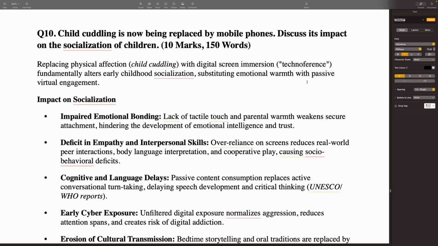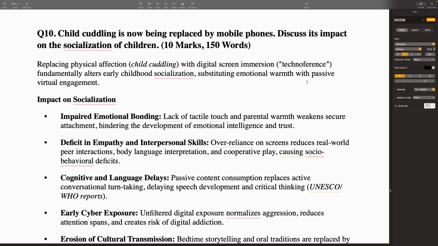Child cuddling is now being replaced by mobile phones. Discuss its impact on socialization of children, replacing physical affection with digital screen immersion. Technoference fundamentally alters early childhood socialization, substituting emotional warmth with passive virtual engagement. Impact on socialization, impaired emotional bonding. Lack of tactile touch and parental warmth weakens secure attachment, hindering the development of emotional intelligence and trust.